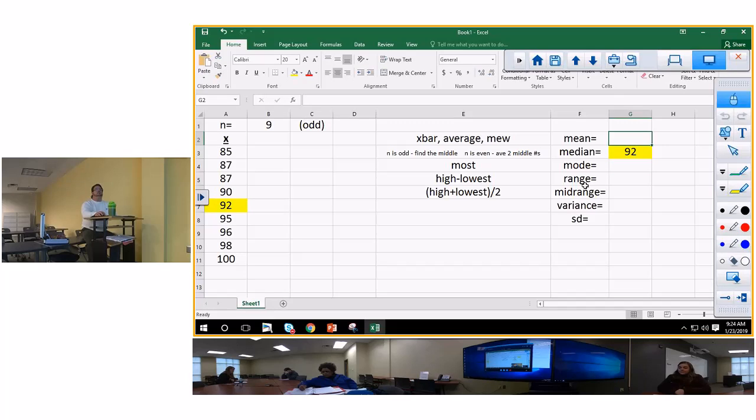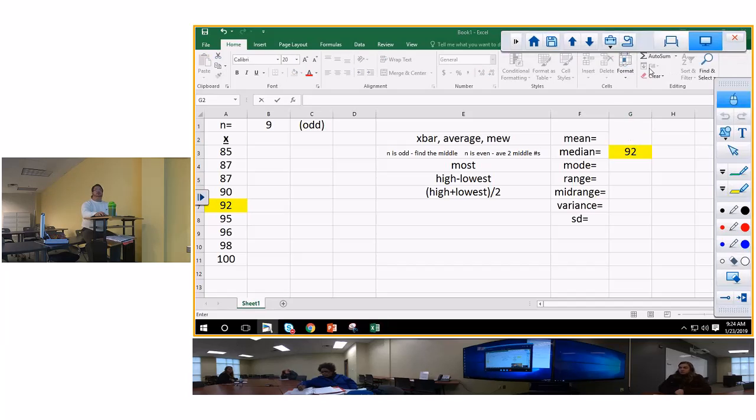Mean, well, that's where we add it up and divide by 9. Let me just do auto sum right here. Now again, the reason I'm doing Excel is not because I want you to know how to do Excel. I'm doing it to put everything on the board at one time. Divided by 9. So everybody should have 92.222. Everybody with me?